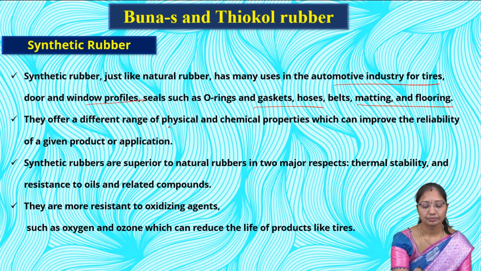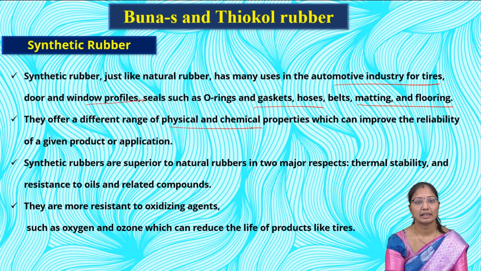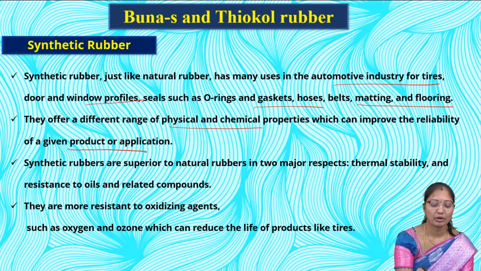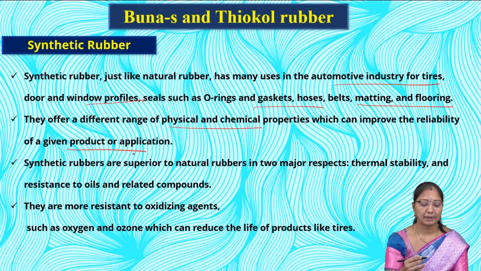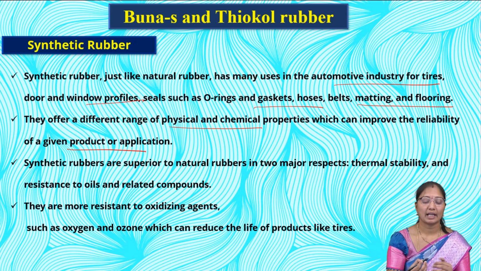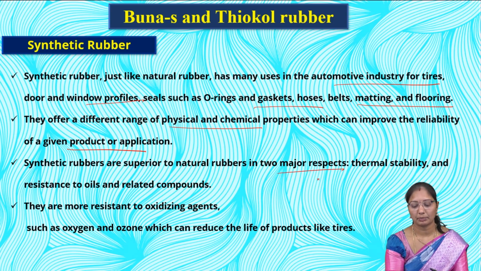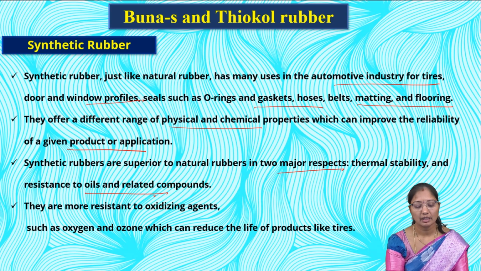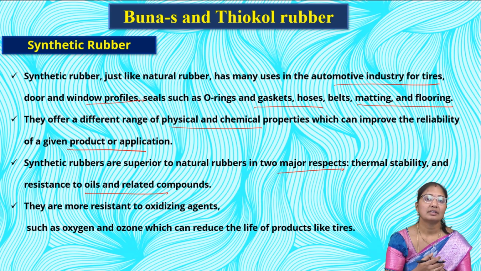They have different physical and chemical properties which can improve the reliability of a given product according to its application. They are superior to natural rubbers in two major aspects: they are thermally stable and resistant to oils and related compounds. So they are chemically inert. This gives an advantage of using synthetic rubbers over natural rubbers.